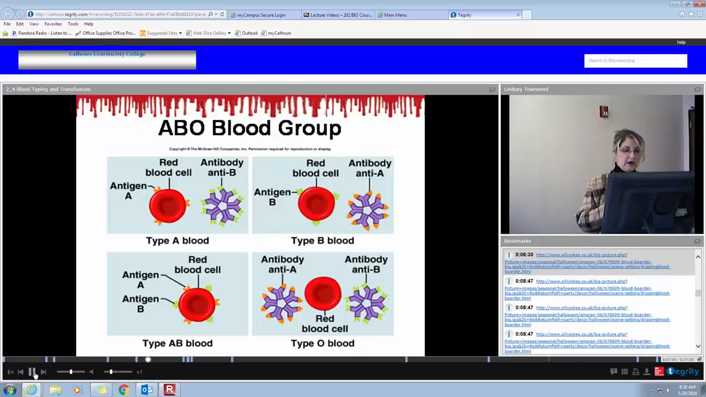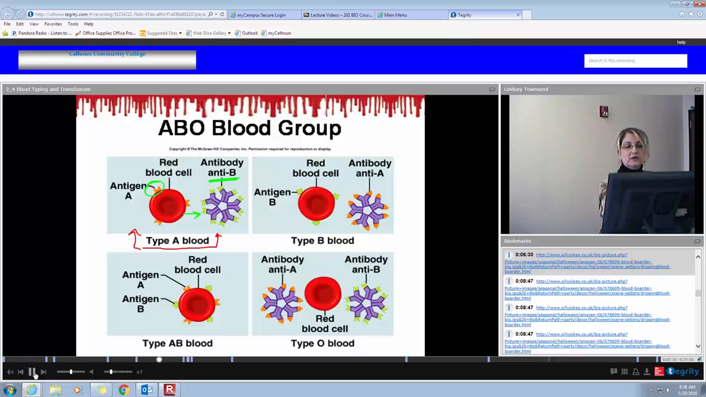So if you have type A blood, as we have here in this first picture, type A blood has type A antigens. But now created in the plasma, we also have type B antibodies. So it's an antibody against B, or anti-B.